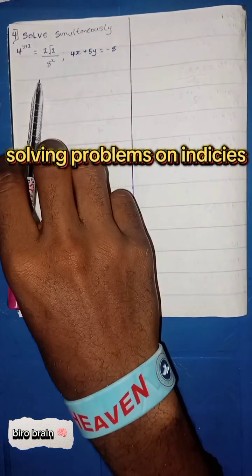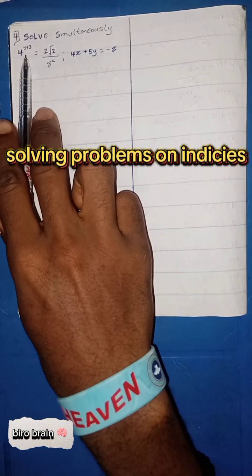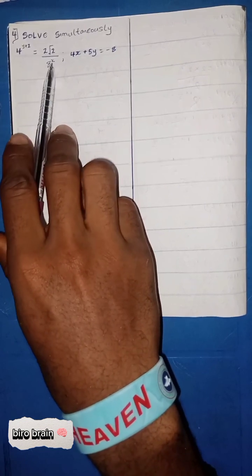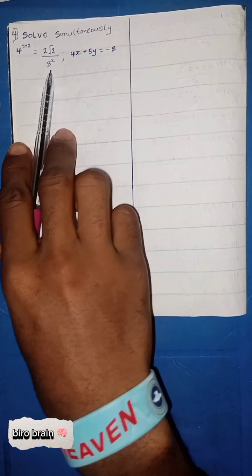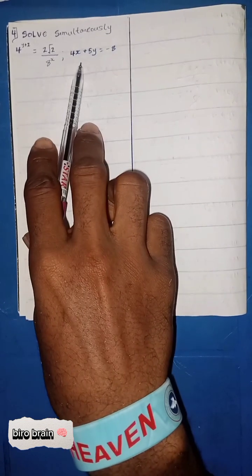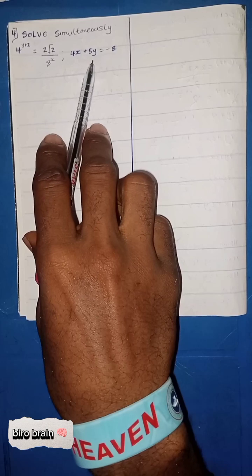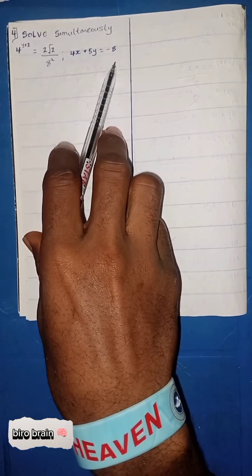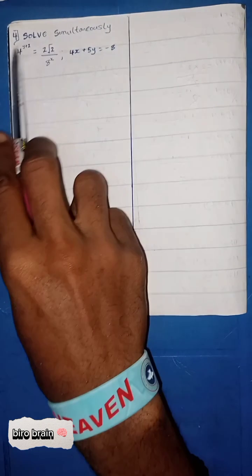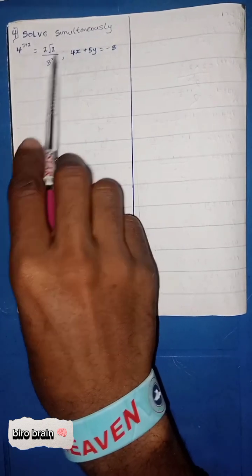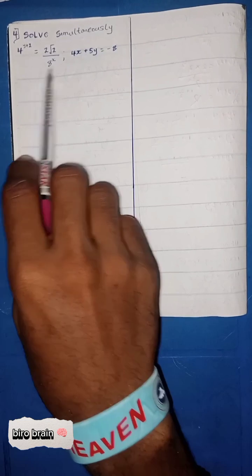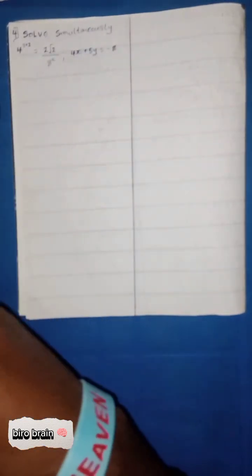Okay, we have to solve simultaneously. 4 raised to the power y plus 2 equals 2 times root 2 over 8 raised to the power x. Then the second equation, 4x plus 5y equals minus 8. Alright, so we have to solve for this equation. We have to make it look like this.